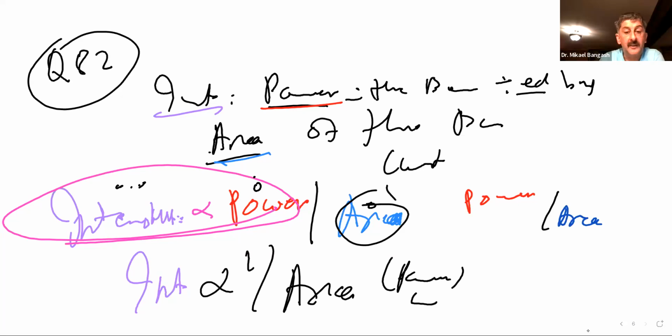If both area and power change, what's going to happen to the intensity? Well, that is going to be dependent upon the change in power and area. How does power change? How does area change? That's going to determine what's going to happen to your intensity.